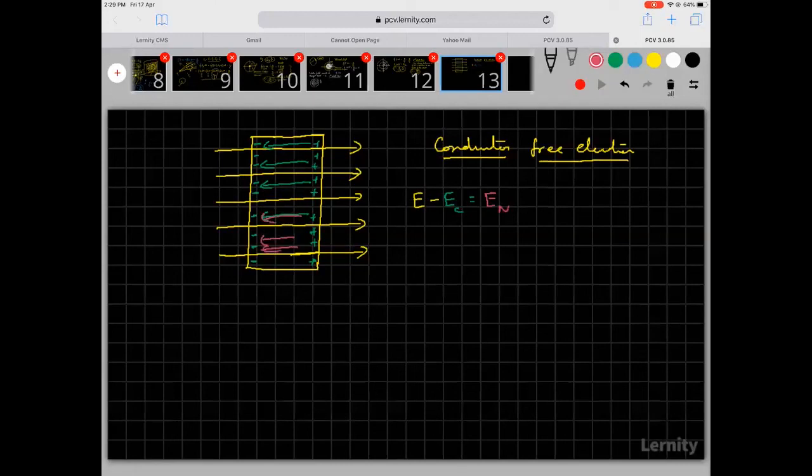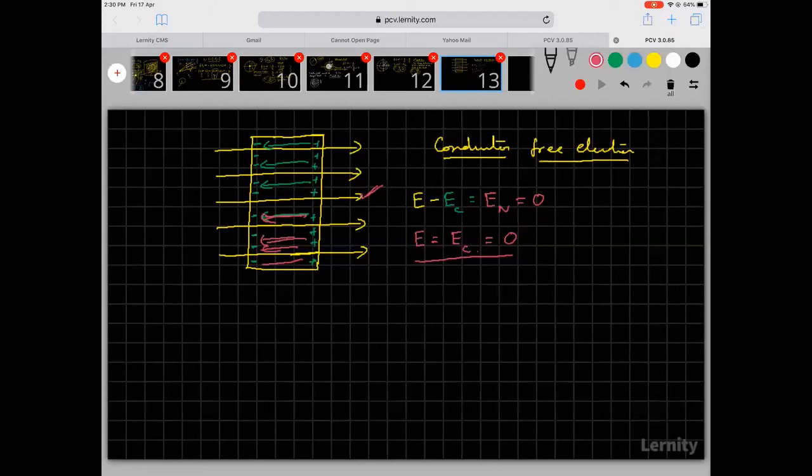When will the electrons stop moving? When there is no force acting. No force acting means the net field is equal to 0. That means what? E is equal to E_C. The external field is equal to the field inside the conductor. So the net force is equal to 0. Do you understand this? So what does it mean? It means that if a conductor is placed in an electric field, charge distribution takes place such that the net electric field inside the conductor is 0.